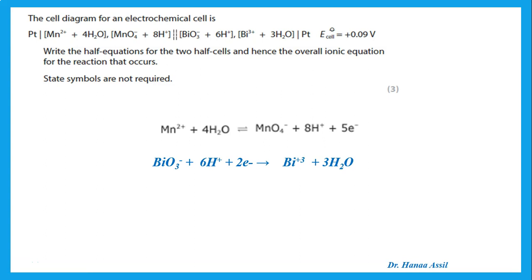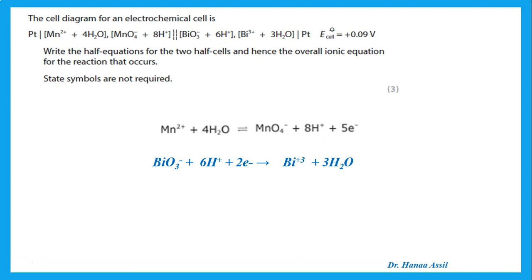If you remember from writing half equations, if on the left I have oxygen, that means on the right I should have water, and that means I need to balance that on the left with H+. And then you balance and find that you will need 2 electrons to have equal charges before and after the arrow. So that is that second equation.